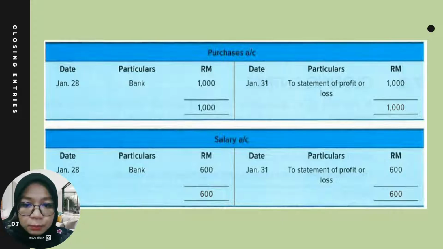And then same goes for the salary account. They incurred salary expenses on 28 January, amounting to 600 ringgit and paid by cheque. So it should be closed off at the end of the year and then transferred to the statement of profit or loss.